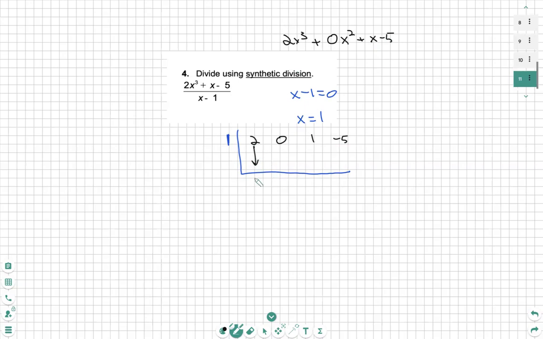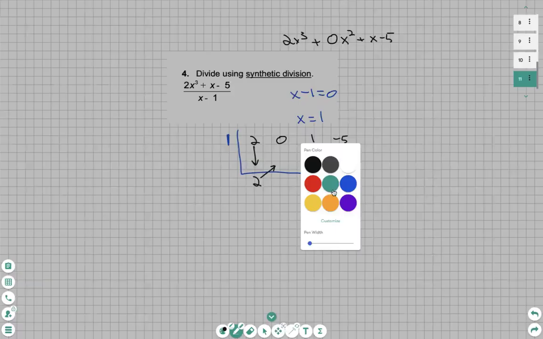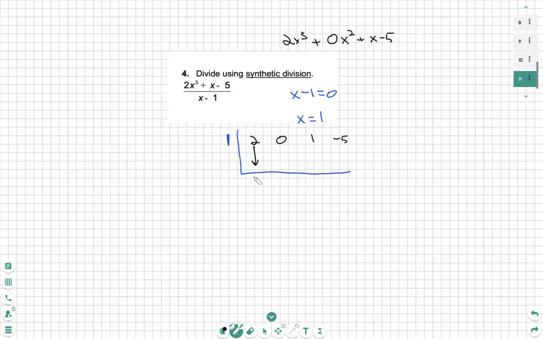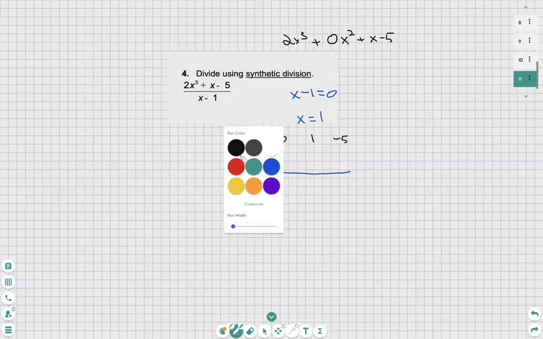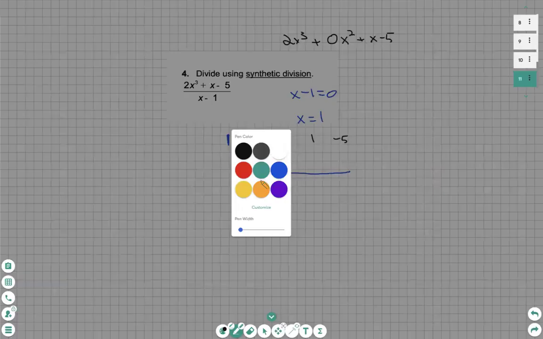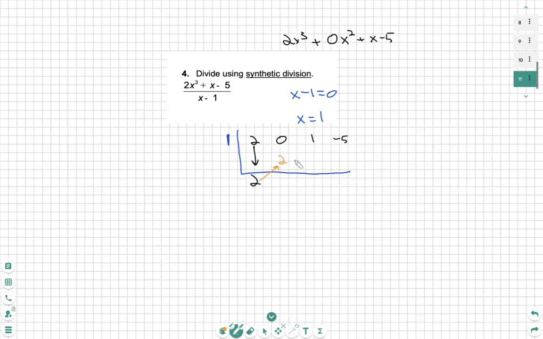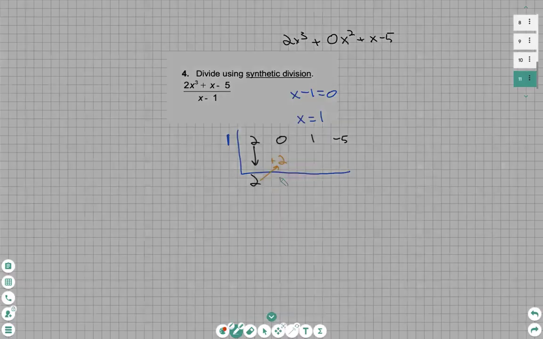We're going to drop this first term, and then we're going to multiply this to that. So we're going to multiply our 1, our root, to the number we just dropped below our line. So we do 1 times 2, and that value will go right here. 2. Next, we're going to combine these. So 0 plus 2 is going to give us 2.